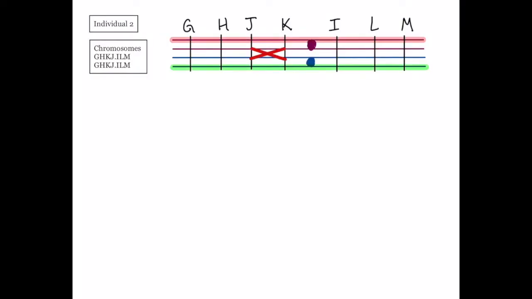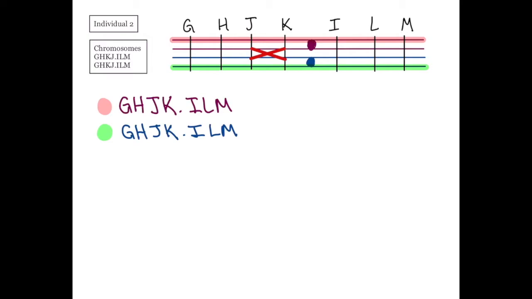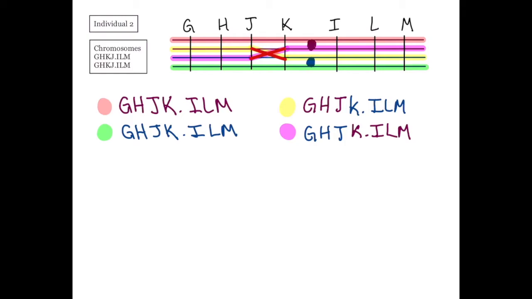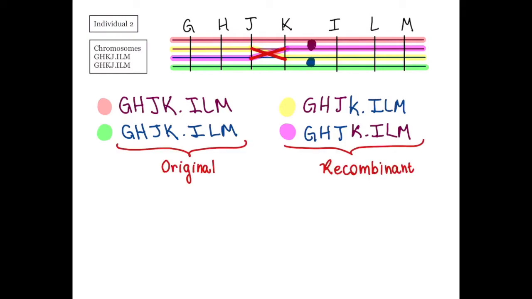If we highlight the chromatids again, we see the red and green chromatids are the ones that will not be affected by the crossover. The gametes they produce will be exactly the same as the original chromosomes. The yellow and purple chromatids will be affected by the crossover, producing gametes that will also have the same sequence as the original chromosomes. In this case, though, part will have come from the pink chromosome and part from the blue chromosome.